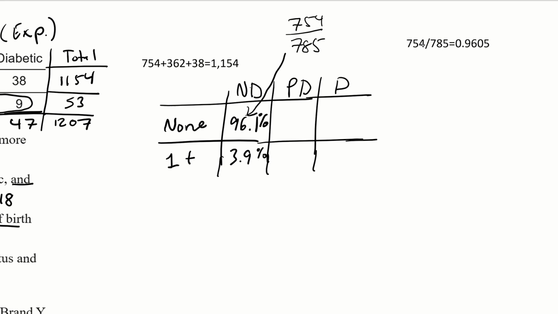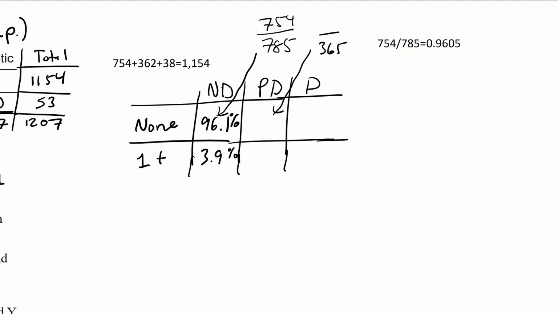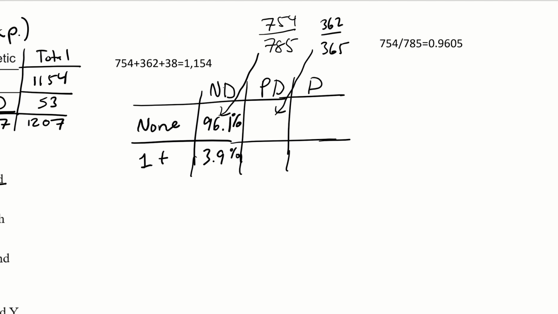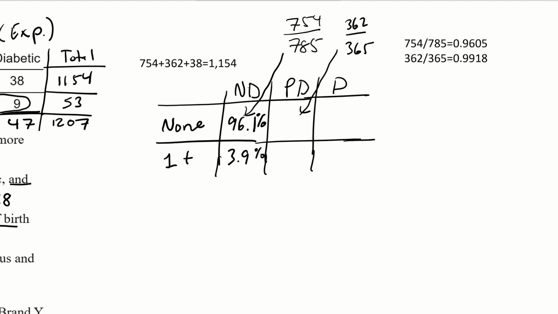All right, so out of the 375 pre-diabetics, 362 had no defects. So this one here, out of 375, 362 had none. So 96.5%. And then this is going to be 3.5% here.